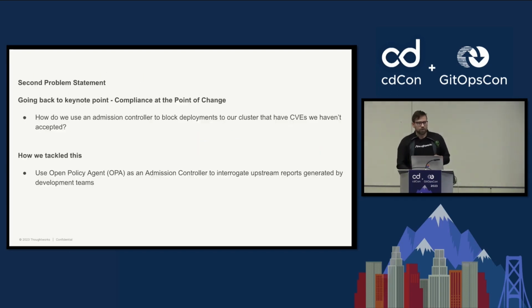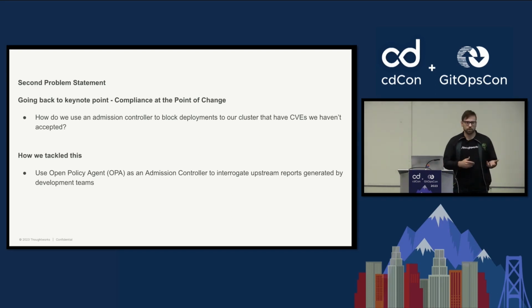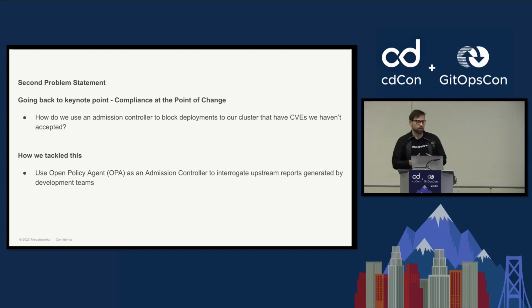Now, the next thing we want to do is tie that to what we talked about earlier today in the keynote, compliance at the point of change. What I mean by that is not only do we want to auto-update our images, but we also want to block deployments that are vulnerable. So not only are we giving those development teams a way to auto-upgrade, but we're also going to make security happy by blocking at the point of change, the cluster, the ability to deploy anything that's vulnerable past maybe a policy.